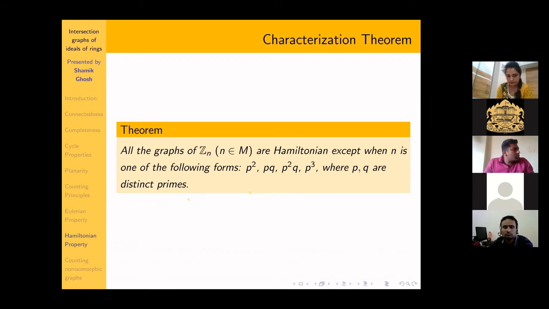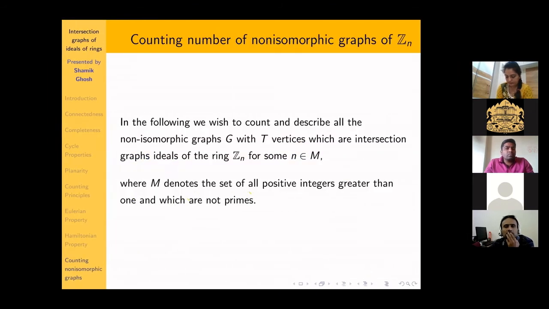So you can say almost all graphs of Zn are Hamiltonian. Again, you see the graph is dense: almost all graphs are non-planar, almost all graphs are Hamiltonian. And that says the graph is dense. There are a lot of edges in these graphs.